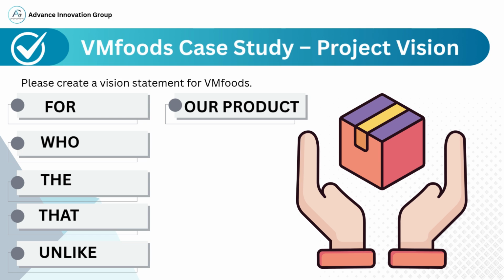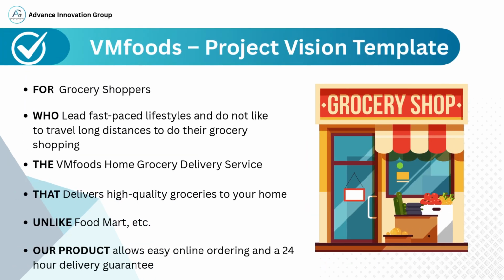This format ensures that the project team, stakeholders, and developers all have a shared understanding of the purpose and vision of the product. Let's now look at the project vision statement for VM Foods using the structured format. For grocery shoppers, these are our target users, individuals or families who regularly shop for groceries, who lead fast-paced lifestyles and do not like to travel long distances. This describes their current behavior and pain points. They are busy and prefer not to commute for grocery shopping.